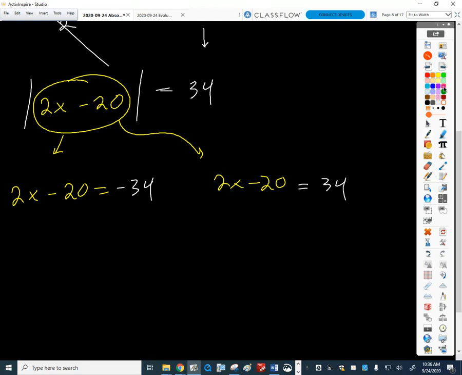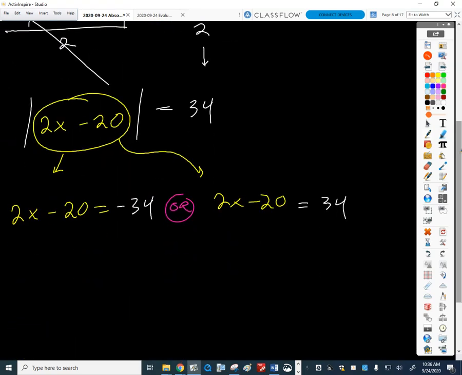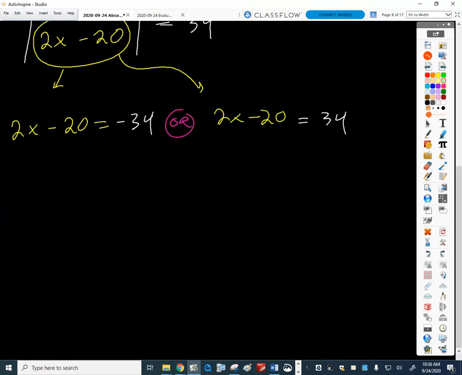Perfect. Okay, so those are our two possibilities. Either 2x minus 20, whatever's inside, has to equal negative 34, or whatever's inside has to equal positive 34, right? Because its absolute value is 34. So that's the trick. That's the only really tricky step in this, right? It's not that tricky. We're going to isolate the absolute value, and then whatever's inside either equals the number outside or it equals the negative opposite. And now we get these two simple equations to solve. These are a piece of cake, right?